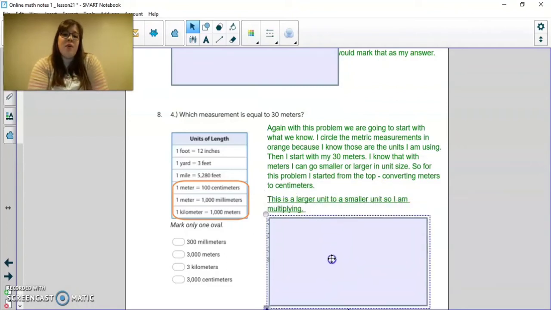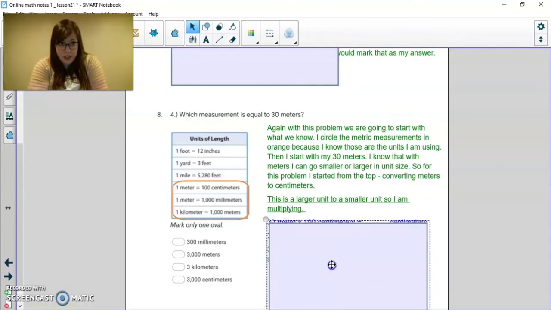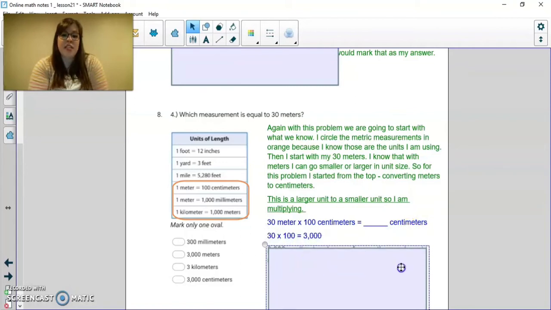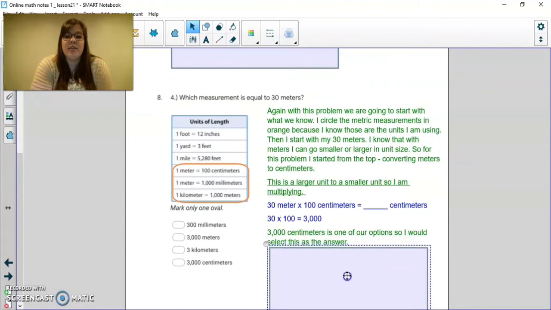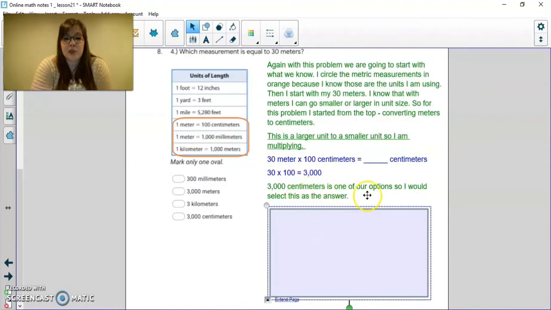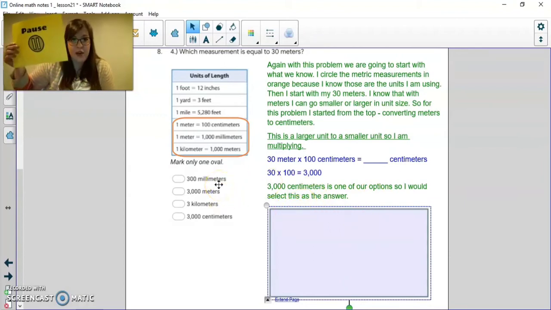So if I'm going from a larger unit to a smaller unit, I'm going to multiply. For this problem, that's going to look like 30 meters times 100 centimeters is how many centimeters? So if I was doing this, I would type in 30 times 100 is, and you can also use power of 10. You're adding 2 zeros onto your 30, moving that decimal place 2 places over, and I can see that my answer is 3,000. So I can see that 3,000 centimeters is one of our options, so I would select this as our answer. You can pause the video now and record that on your homework assignment.